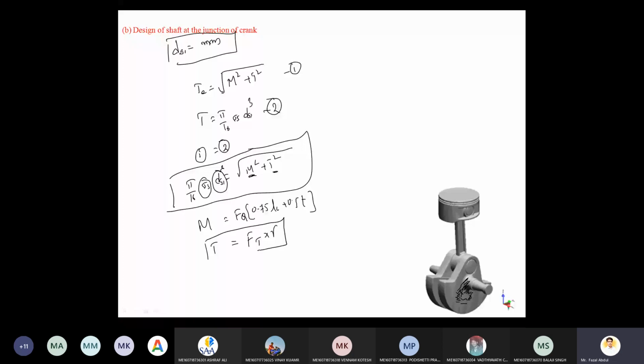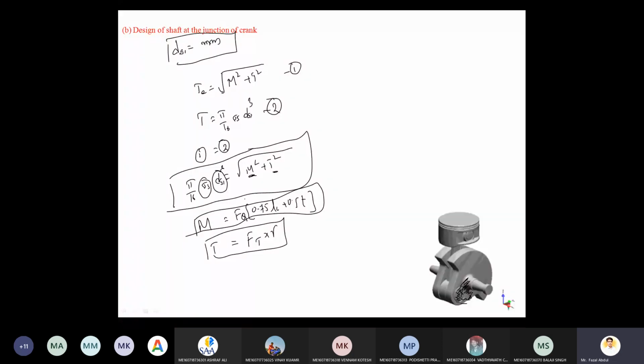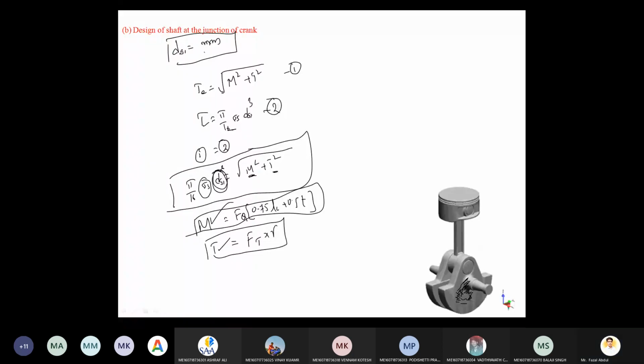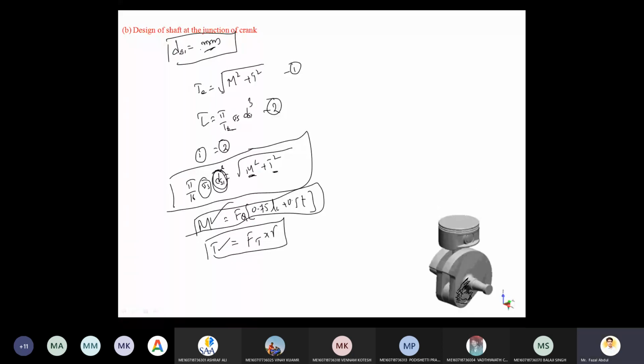Whatever equations I am drawing rectangular boxes around are very important. Okay. So what is M here? Bending moment. What is T here? Torque transmitted by the shaft. And another equation we have is the torque transmitted by the shaft. This is the one. So by equating the first and second equations, DS is going to be calculated in terms of mm. Okay.